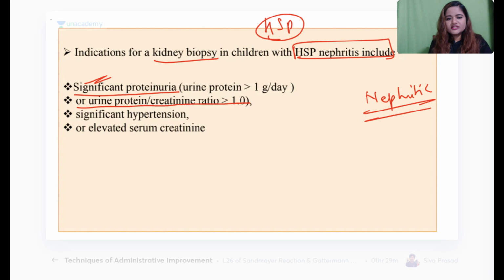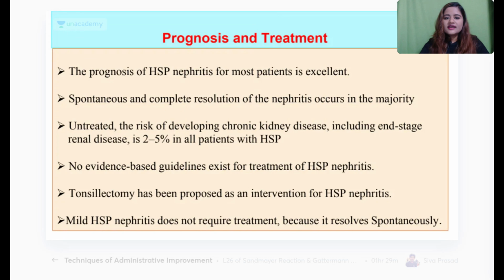If the patient's UP-UC ratio is increasing, then again it is moving towards the nephrotic picture, so we have to do a renal biopsy. If the patient has significant hypertension for a very long duration of time, then we have to find out the cause and the exact presentation, so we will again do a renal biopsy. Or if there is elevated serum creatinine. So if the renal damage is very profound, hypertension is very profound, proteinuria is very profound, or the UP-UC ratio is very high, in all these conditions we have to do a renal biopsy and see exactly what the cause is.